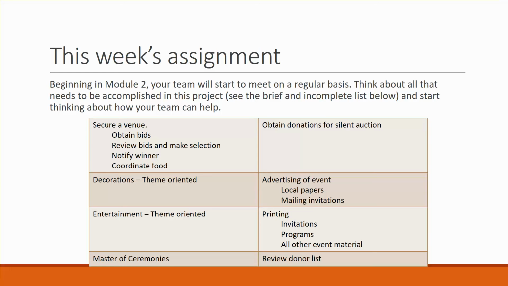Now below I have identified what I consider to be a brief and incomplete list of things that need to be done. So I want you to think about these things and all of the other things that need to be done. Remember, we've got to get a venue, we've got decorations, we've got entertainment, we've got a master of ceremonies, we've got people who need to run the actual event.